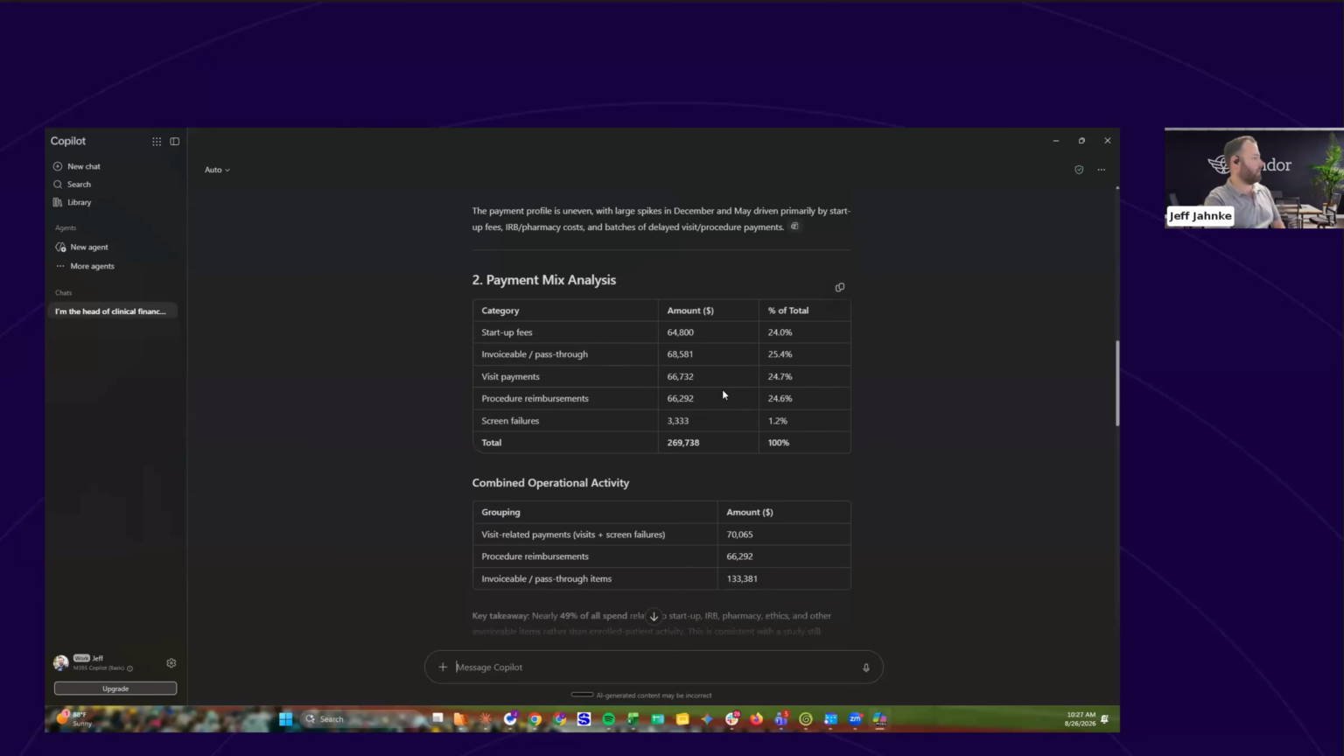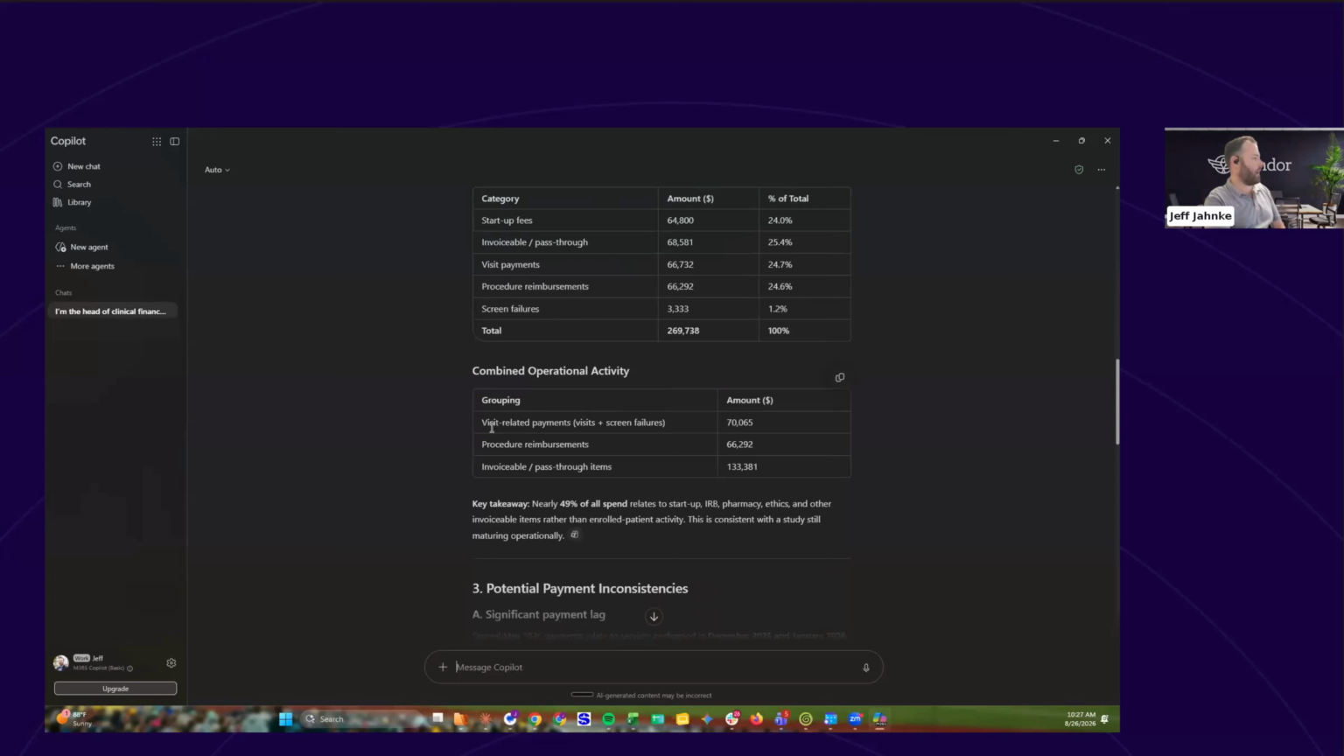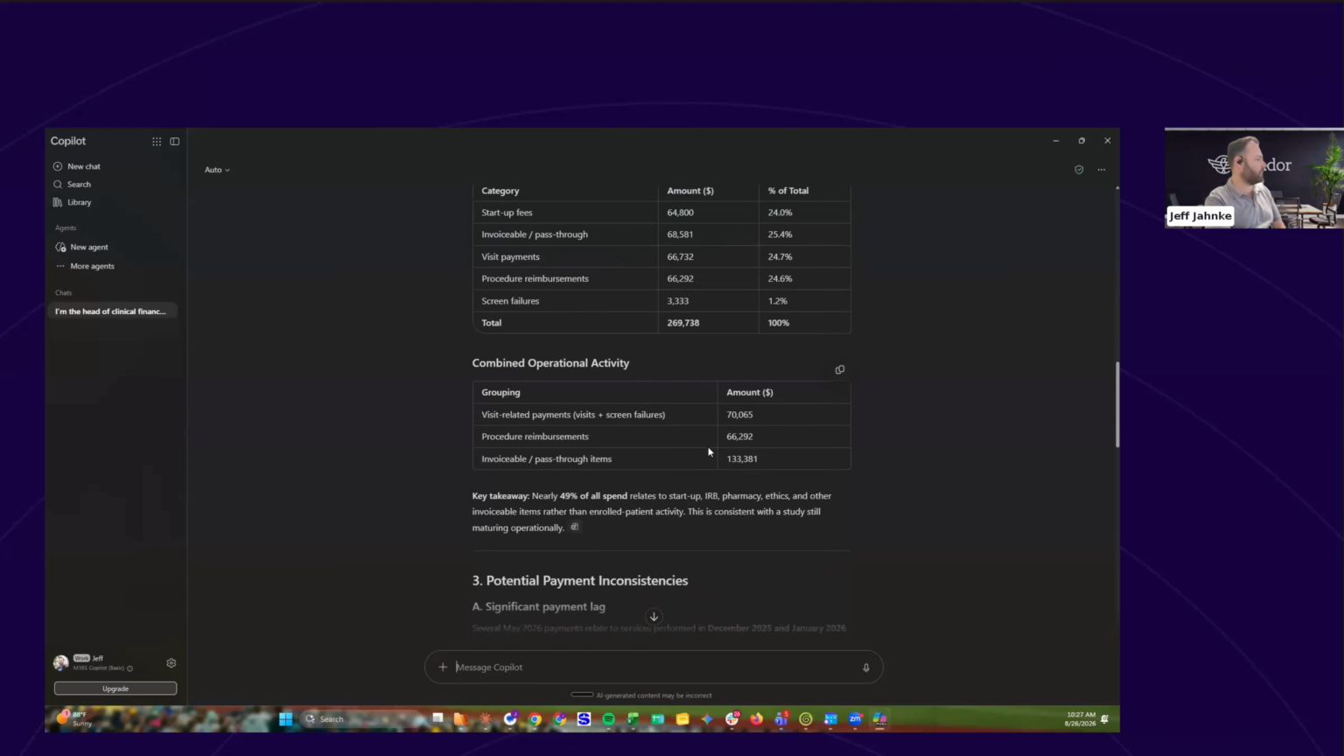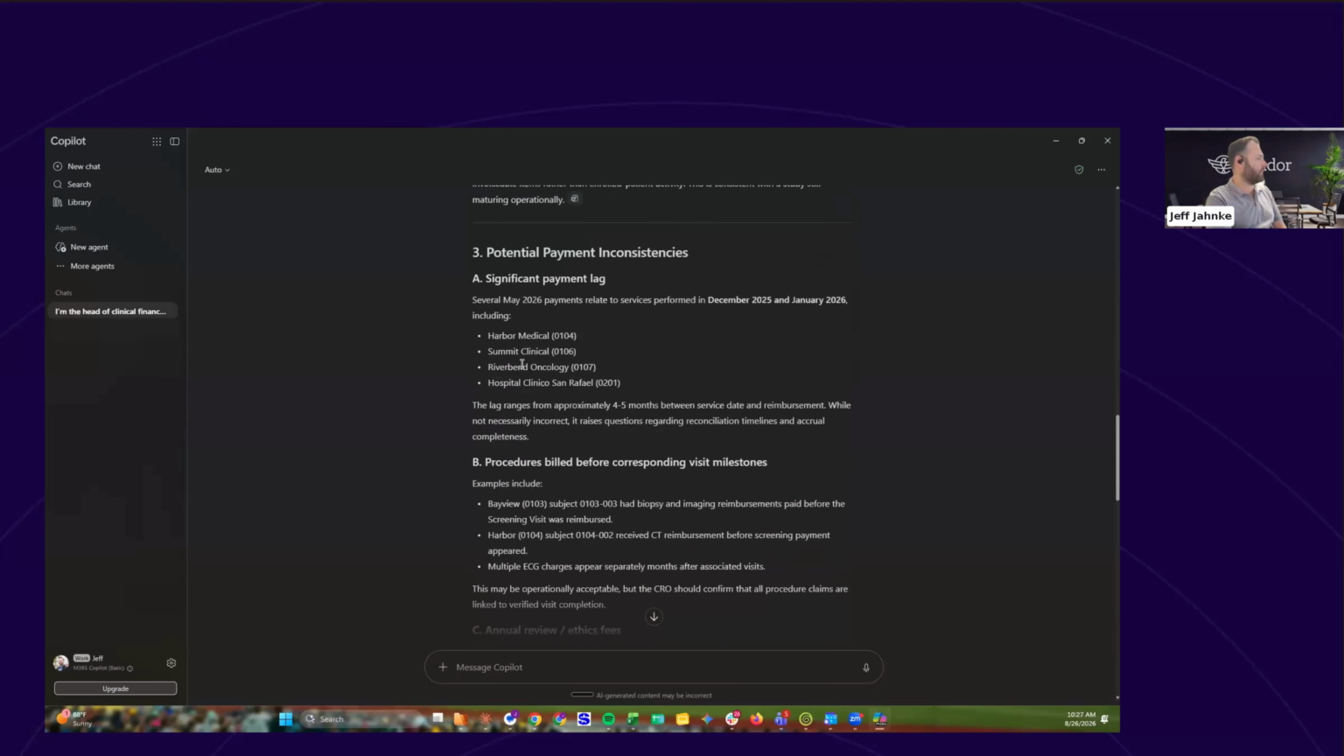Here's the mix of the payments. You get to see what your operational activity is. So mostly a lot of visits and screen failures, but also a lot of invoiceable pass-through line items, a little bit of procedures. Here are the payment inconsistencies that it's flagging, basically saying that there is a lag of 4 to 5 months for these sites between the date that they actually performed the visit and when they were reimbursed.